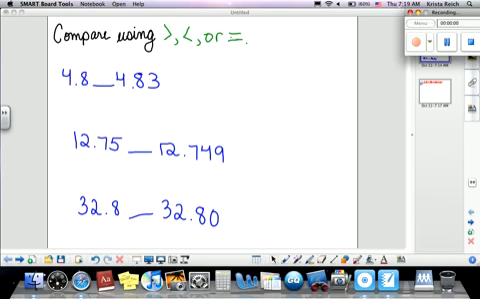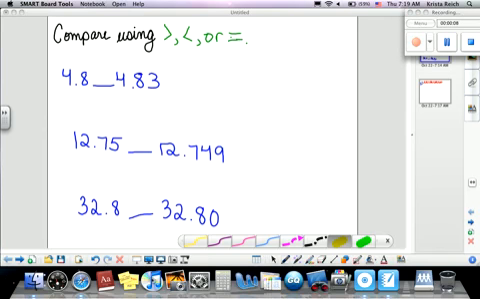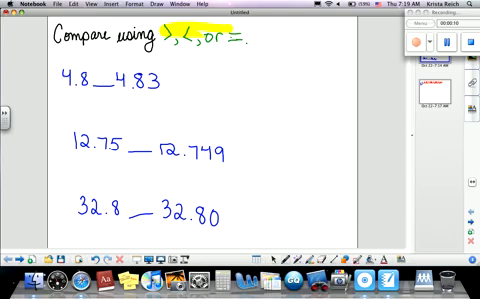Alright, this section has to do with comparing and ordering decimals. First, when we talk about comparing, anytime we're comparing numbers, we're going to be using these symbols up here. Okay, the greater than, less than, or equal to. That's what comparing means in math.